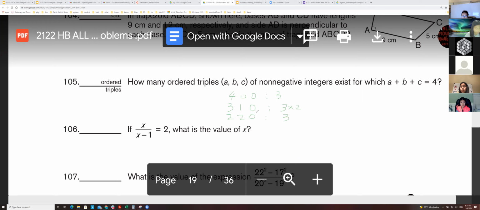And the next one would be 1, 1, and 2. So basically we pick 2. Whoever is 2, the arrangement is set. So this totally is 15. Either way is fine.